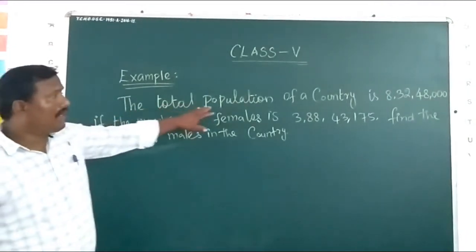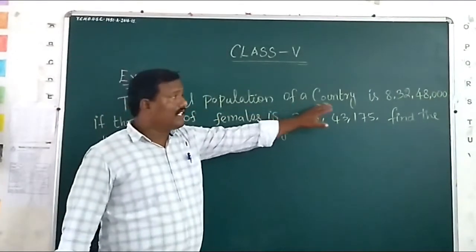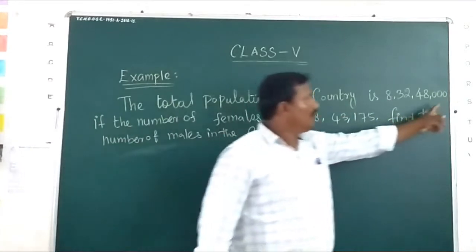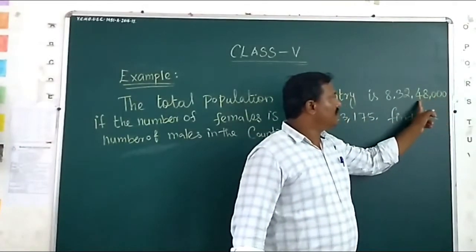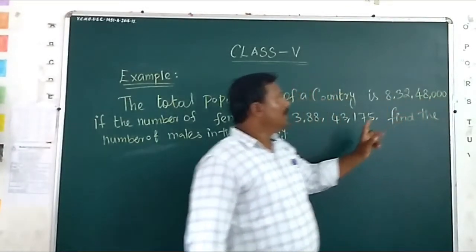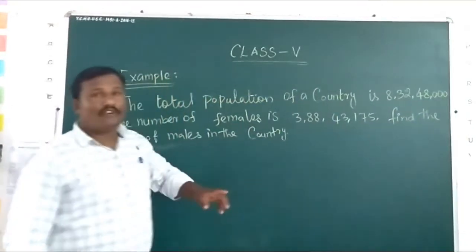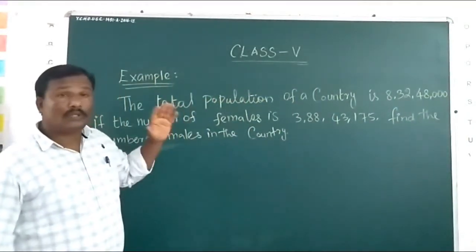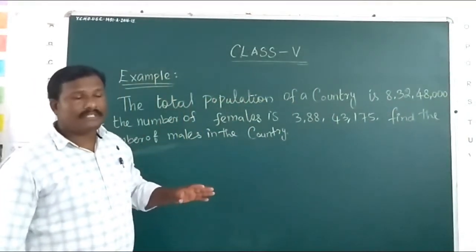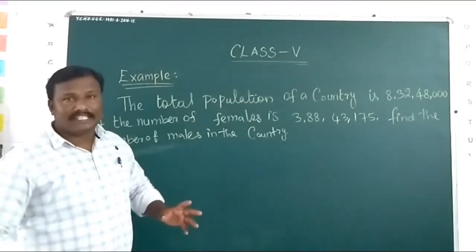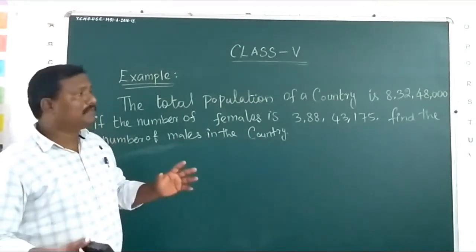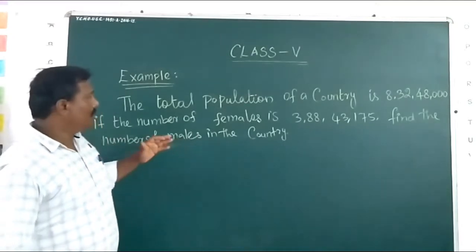The total population of a country is 8 crore, 32 lakhs, 48,000. This is the total population. Total population means the people strength in the country, that many people are there. But what is the question?